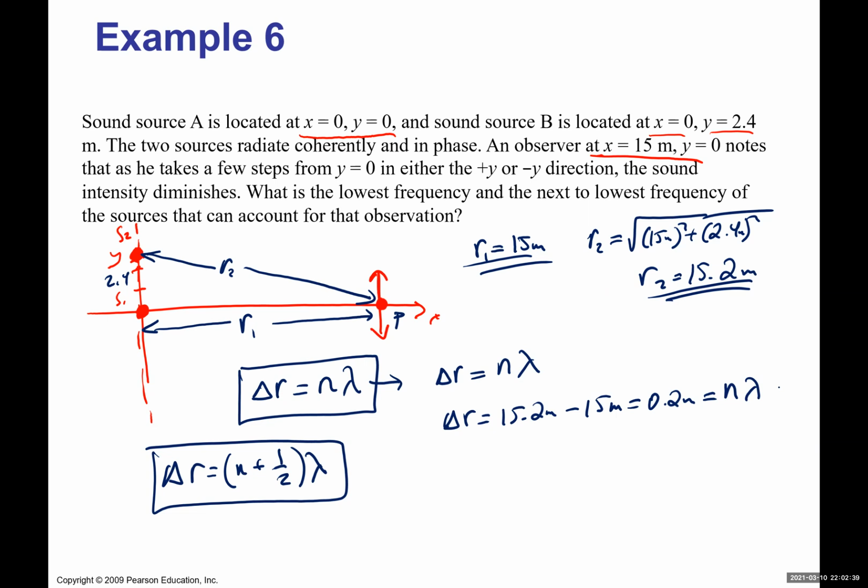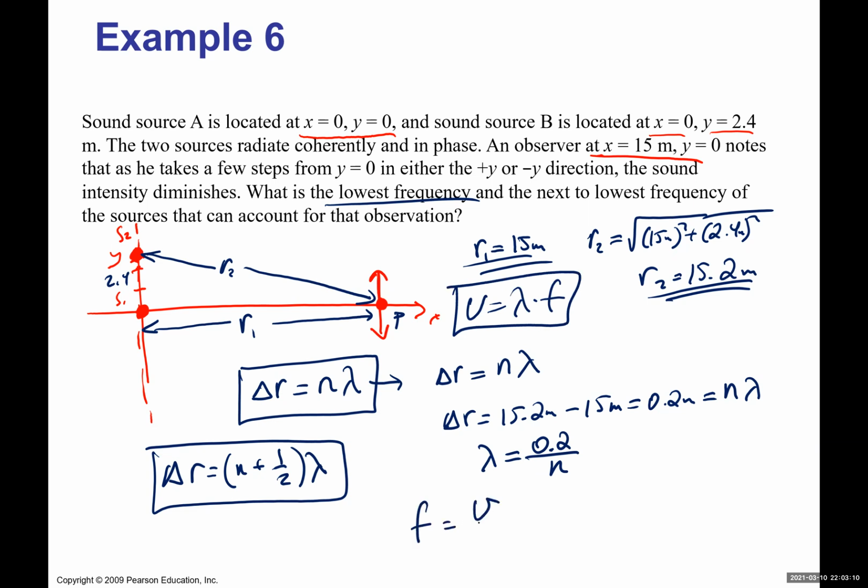Now, one thing I have here is I can use this to solve. Let's say lambda is equal to 0.2 over n. And remember, I need the lowest frequency. So remembering that V equals wavelength times frequency, I can say frequency is equal to V over wavelength. Which then gives me 343 meters per second, where wavelength is 0.2 over n.